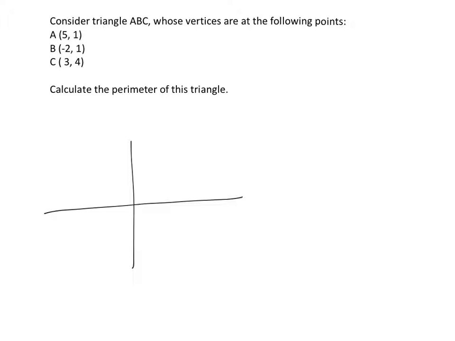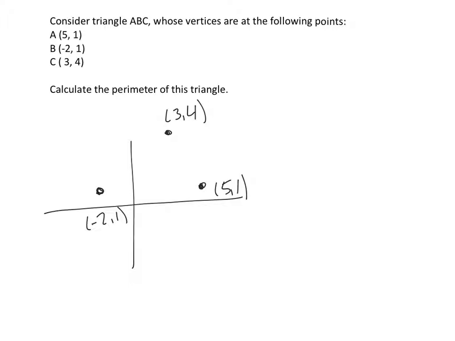So I have a point at 5, 1, so I'm just estimating here where that would be. 5, 1, that's point A. I have a point at negative 2, 1, so that's roughly here, negative 2, 1. And I have a point at 3, 4, so maybe around up here. And if you have graph paper, this would be a lot easier. But anyway, graph your points.